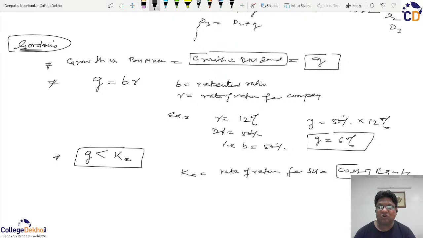which is actually the cost of equity for the company. So whatever is the cost of the equity, that is how much dividend is being paid by the company each year. So that cost expressed in terms of percentage is always more than the growth rate. That is, each year the dividend is not growing at a faster pace than the cost of the equity.